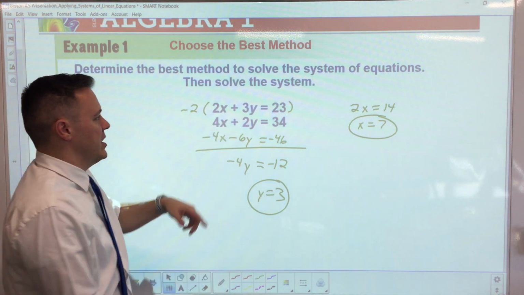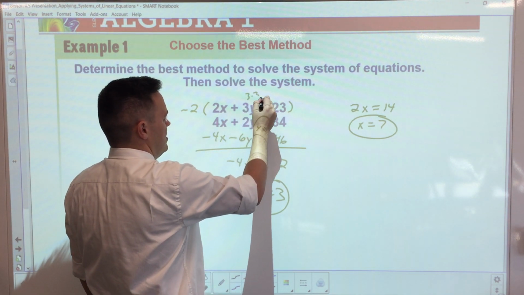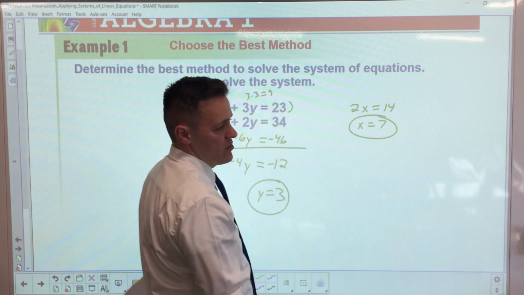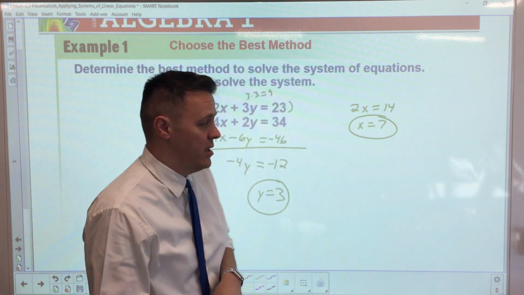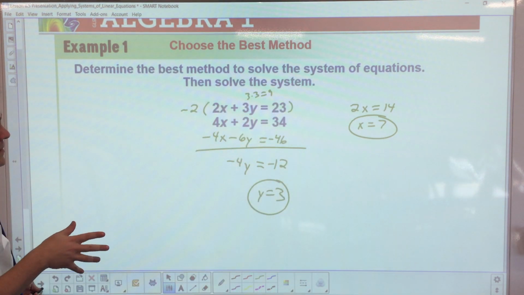I did the math by plugging in here. This is 3 times 3 is 9. Subtract it from both sides. You get the drift. Simple enough, right? So that's the basic premise.